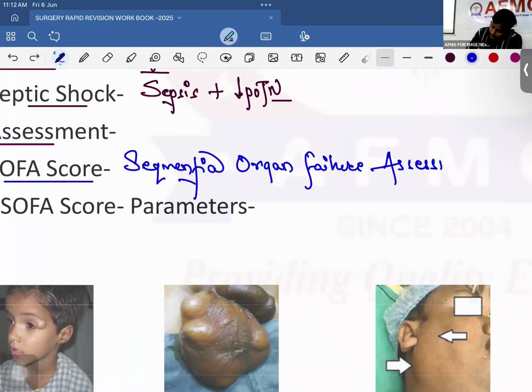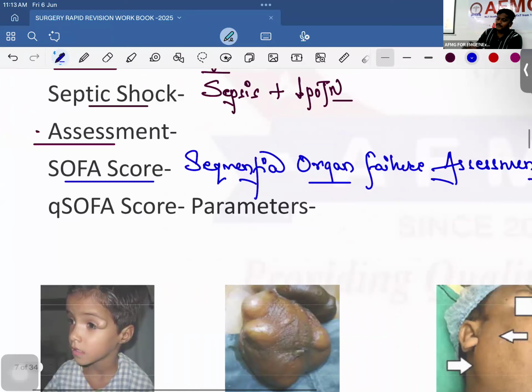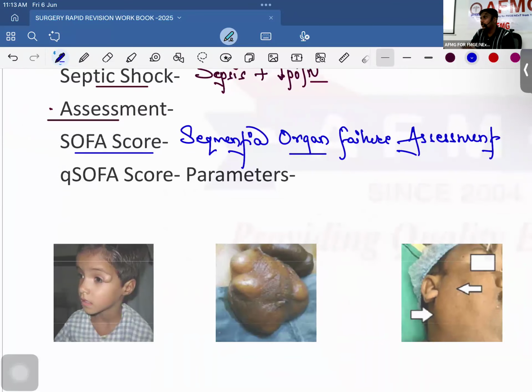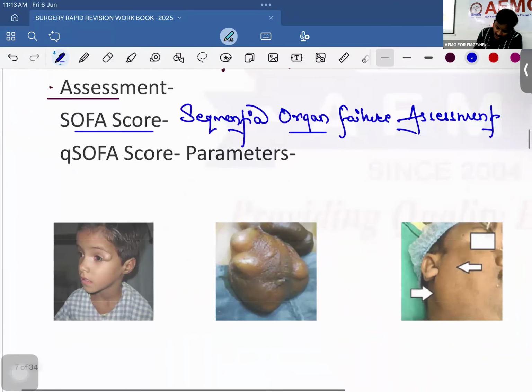That is the full form of the SOFA score. We know the usual SOFA score is going to have 10 parameters in it, beta. But please tell me, in an emergency, is it possible for you to look at all those 10 parameters? No. Therefore, the modification in emergency is a qSOFA score.